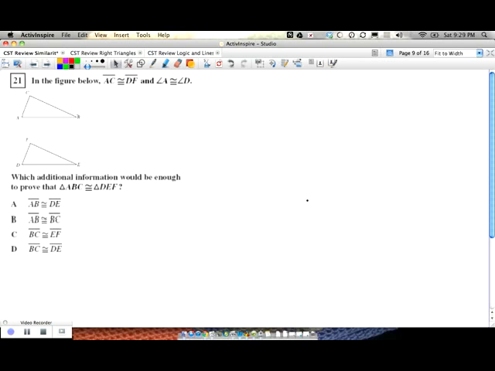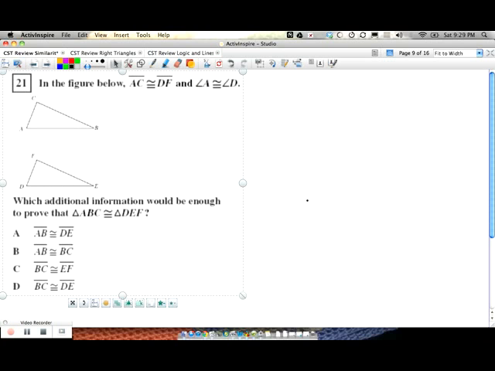Number 21. In the figure below, it says that AC is congruent to DF. I'm going to go ahead and mark that. And angle A is congruent to angle D. Which additional information would be enough to prove that the two are congruent? Let's see. I would hope that we're looking for this third side here, because side-side-angle is that classic ambiguous case where we don't know. It might be congruent, but it might not be. So we're not going to look for that one.